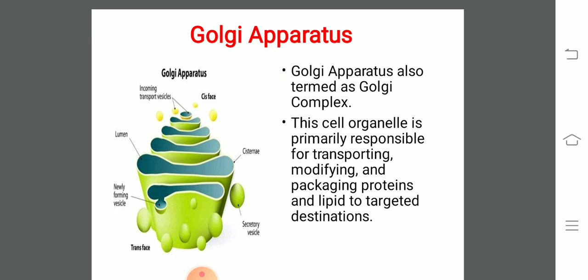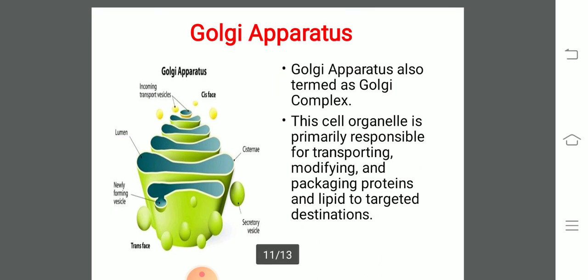Next, what are the functions of this Golgi complex? It is the secretory organ of the cell. It modifies, sorts, and packs the material synthesized in the cell and dispatches them to various targets like the plasma membrane, lysosome. It produces vacuoles and the secretory vesicles. It helps in the formation of cell wall, plasma membrane, and lysosomes. Okay, so I hope you understood the Golgi apparatus.